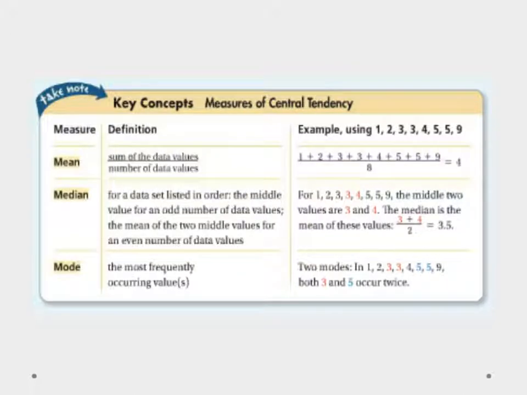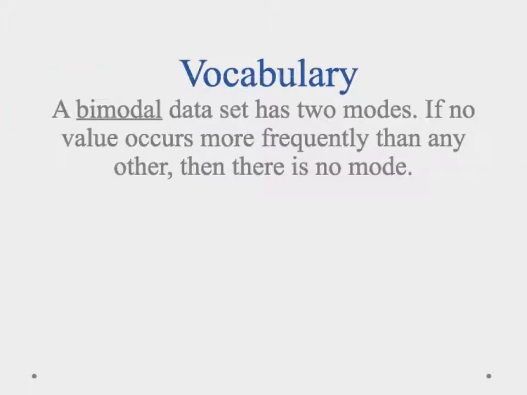All right, so then we have our definitions. The mean is the sum of the data values over the number of data values. Median is if you put the numbers in order, whether it's from least to greatest or greatest to least, the middle value. If there's more than one middle value, you'll find the average of those two numbers. And finally, the mode is the number that occurs the most, okay? And here's something else. A bimodal data set has two modes. If no value occurs more frequently than any other, then there is no mode.